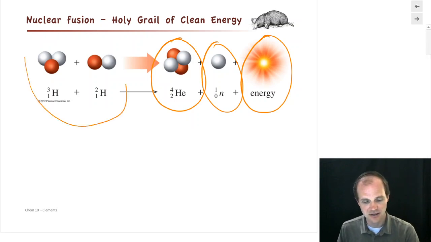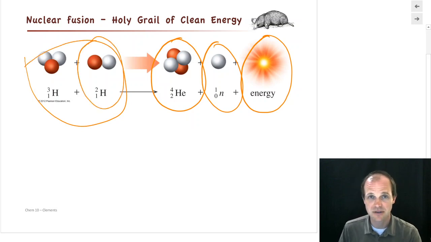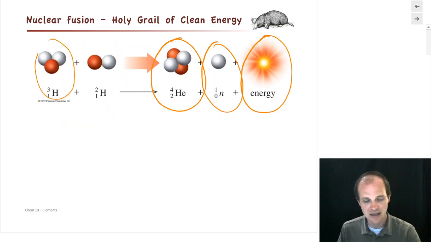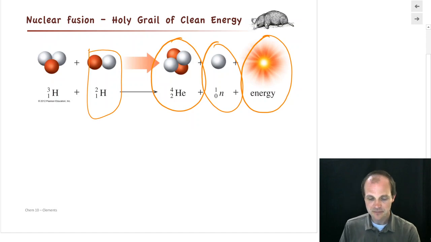Now, these two forms of hydrogen, this one is present in the ocean. You can just get it from the ocean. It's just present in water. This one we do have to make, but we know how to make it, and you don't need a whole lot of it.